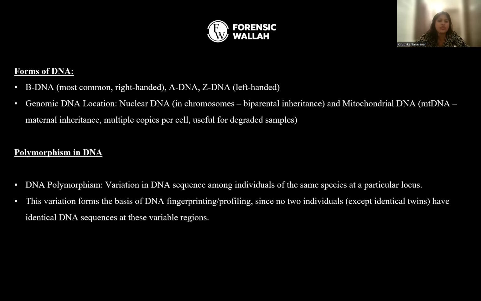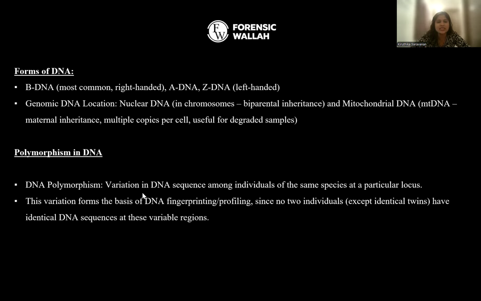Then we have polymorphism in DNA. Poly means many, morphism means there are different morphological forms in DNA. We know that DNA is a double helical structure. It is mainly made up of four different nitrogenous bases, purines and pyrimidines. Purines are adenine and guanine, and thymine and cytosine are the pyrimidines. We covered that. So in the bases, there will be slight deviation or variation. That is what makes the differences in the DNA structure. That is basically DNA polymorphism.